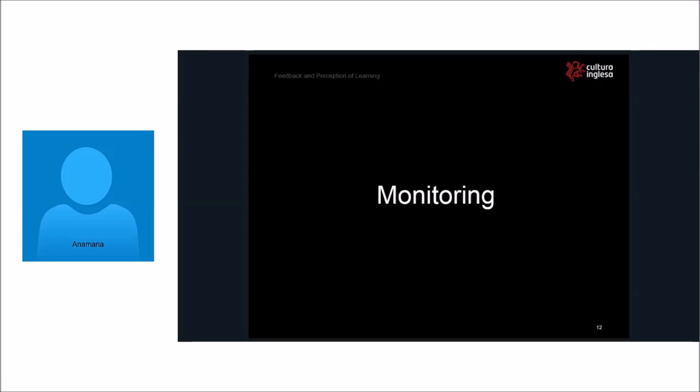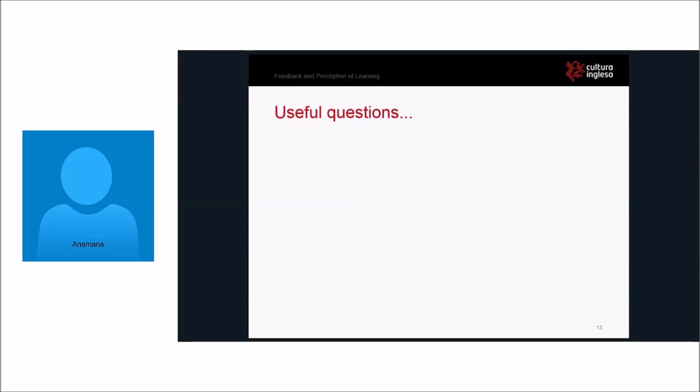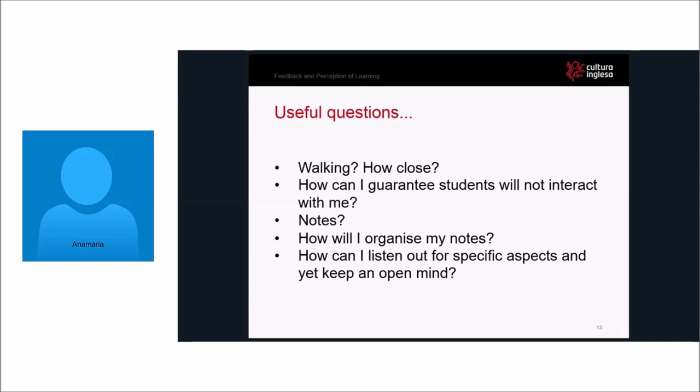So I thought of some useful questions that you could perhaps ask yourself while you're planning, but also during the lesson. So, should I walk? Should I sit down? Where? If I'm standing up, will I be close to students? How close should I get to my students? How can I guarantee they will not interact with me?